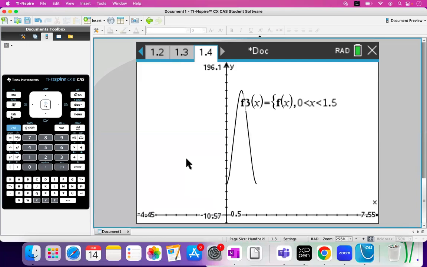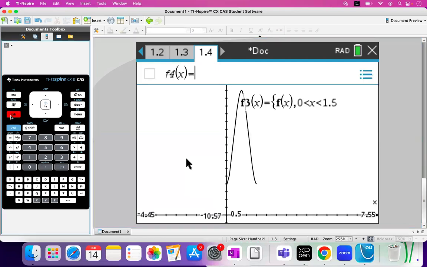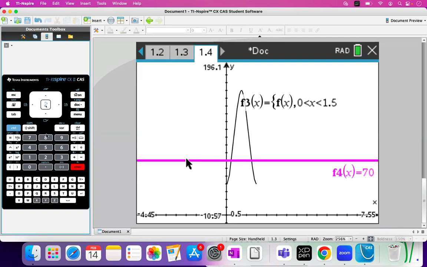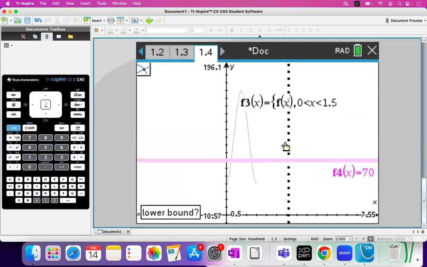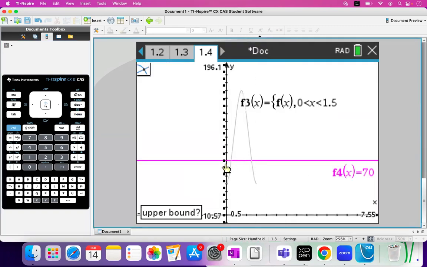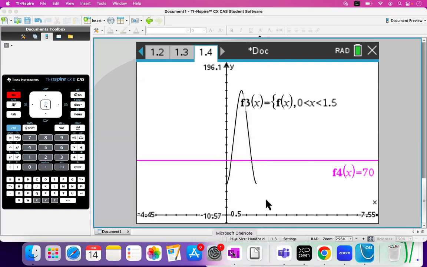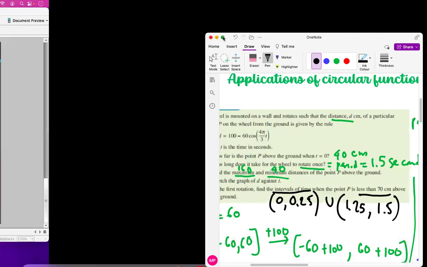If you want to find the intersection here, you can. You click tab, you write 70. Then you can find the intersection by going to menu, analyze graph, intersection. And then lower bound, upper bound is 0.25. And if you keep moving, it's 1.25. Okay, so that's how we do it on the calculator.